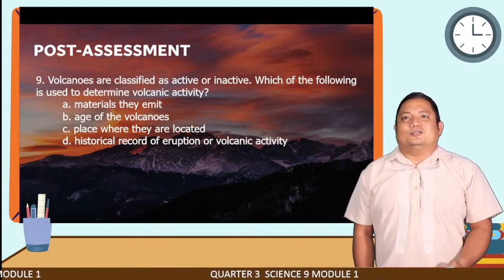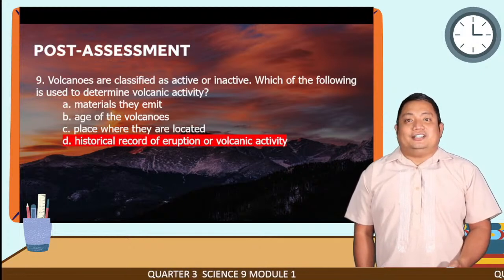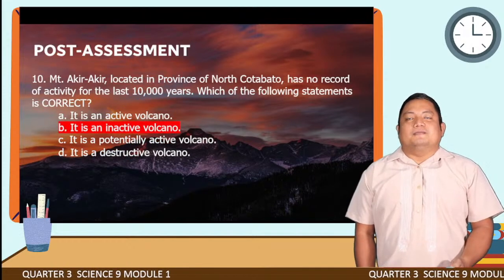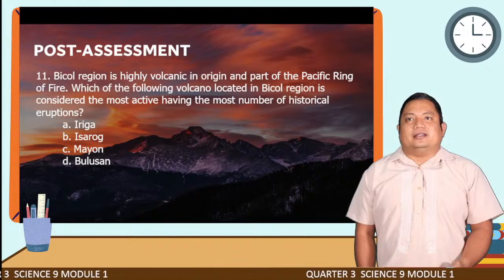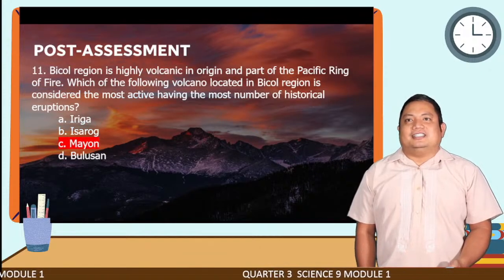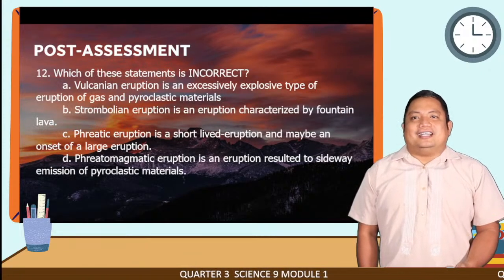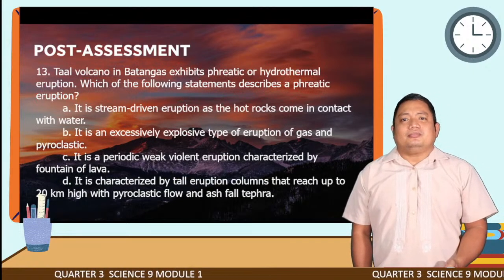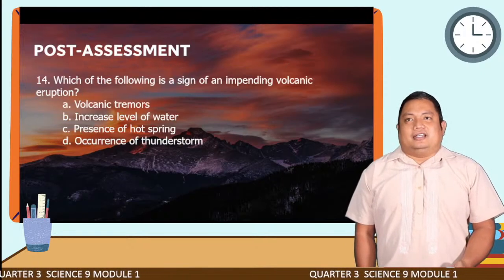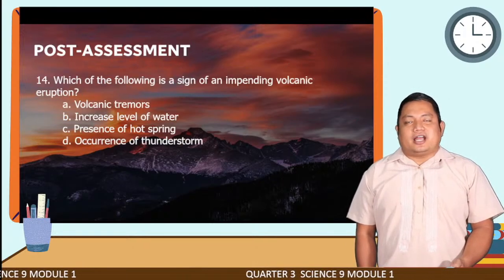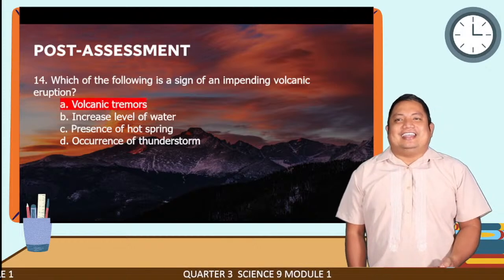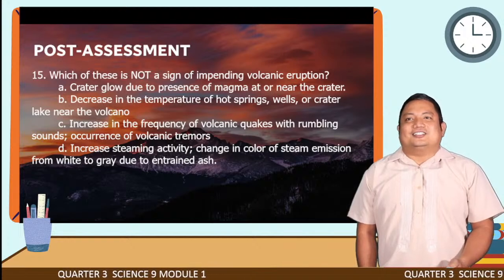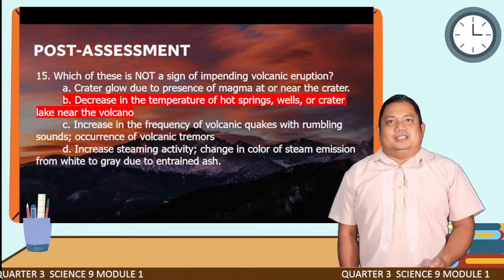Number nine, what is your answer? Letter D. Number 10, it is letter B, very good. Number 11, letter C. Number 12, it is letter A. Number 13, it is letter A. Number 14, your answer, letter A. And for number 15, your answer is letter B.